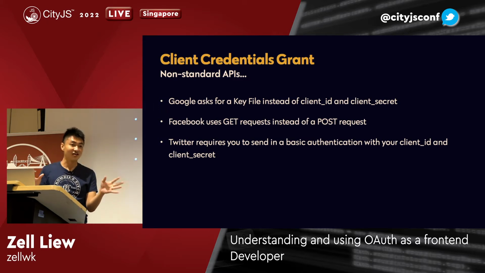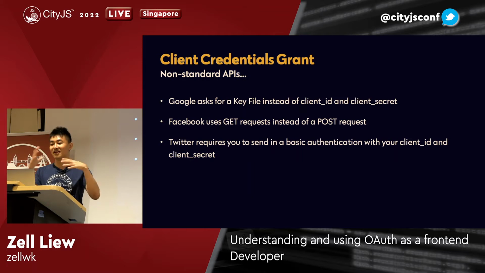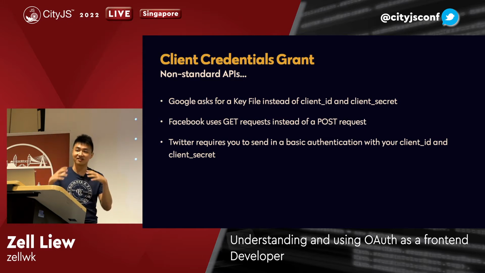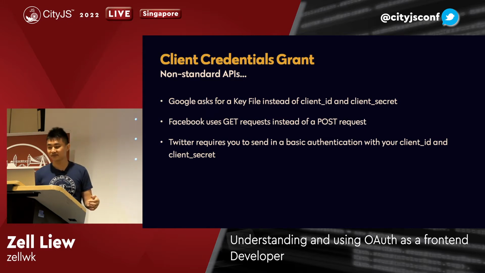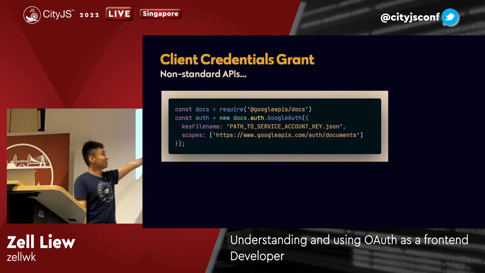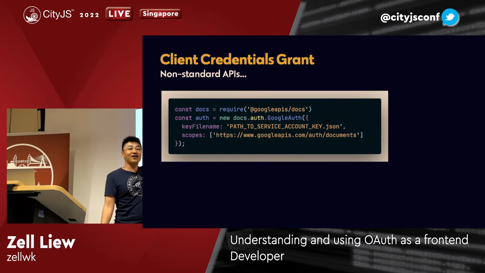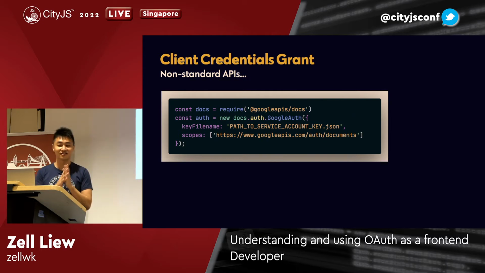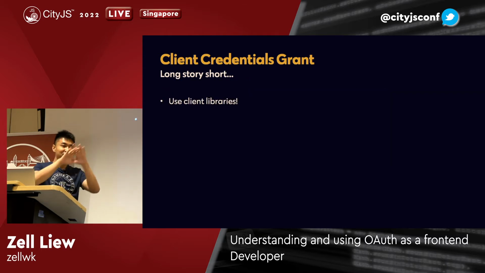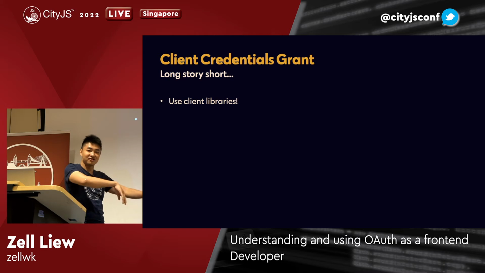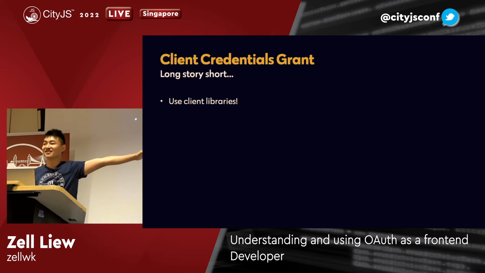You have to look at the docs in order to figure out what the API requires. So don't take it as this is the standard thing and everyone is already applying it in that standard way. Just a heads up when you're dealing with the lower level stuff. Here's an example where Google requests a key file. I just wanted to put it there to show you. So long story short, for client credentials grant, forget about the OAuth part, just use client libraries. End of story. That's the easiest way to go about it.